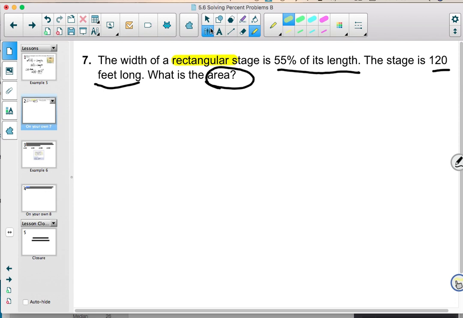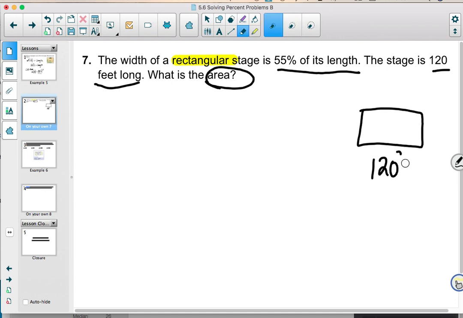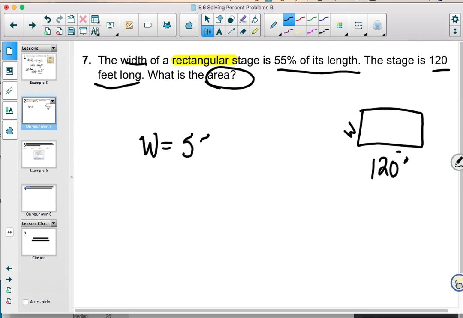Have you ever heard the statement, a picture is worth 1,000 words? So sometimes for me, if I'm having trouble reading it, I give myself a picture. My length is 120 feet. Trying to get my feet in there. And I don't know what my width is, right? But I do know that the width is 55%, W equals 55%.